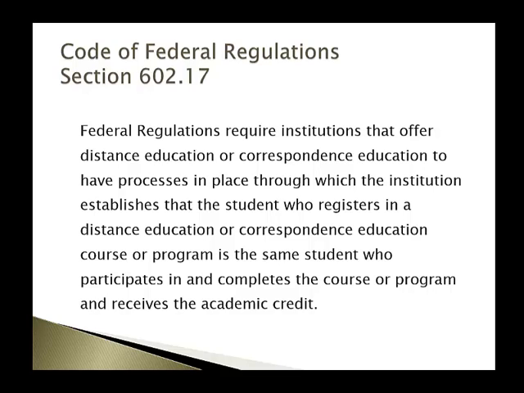Federal regulations require that institutions that offer distance education courses put processes in place through which the institution establishes that the student who registers for the distance education course is the same student who participates in and completes the course to receive the academic credit.